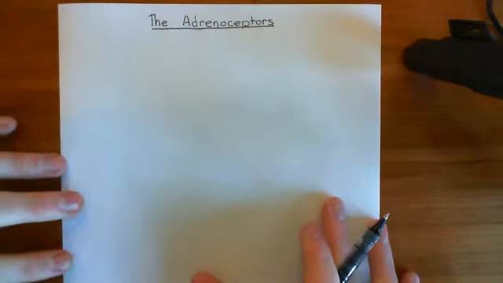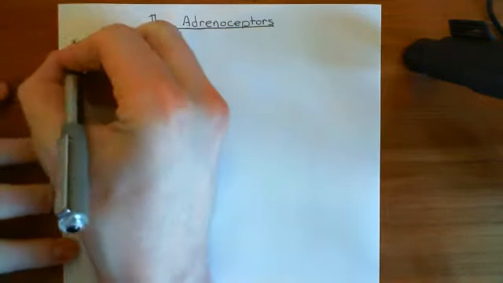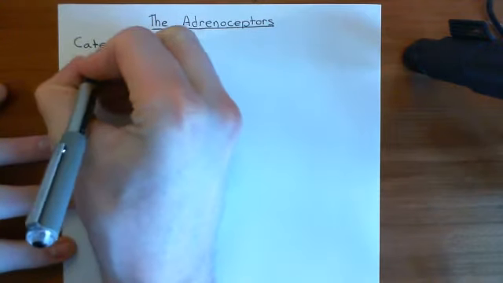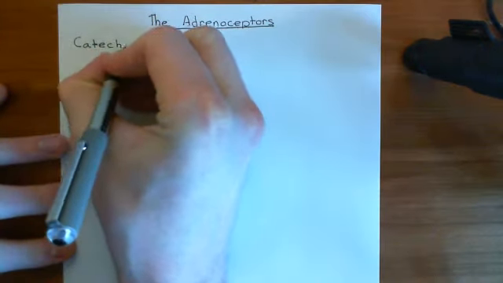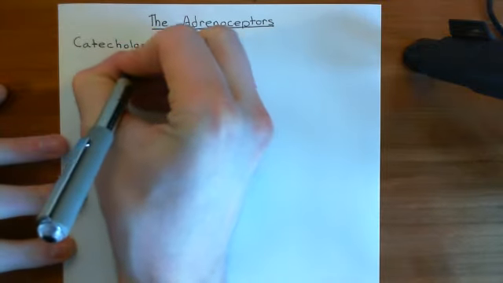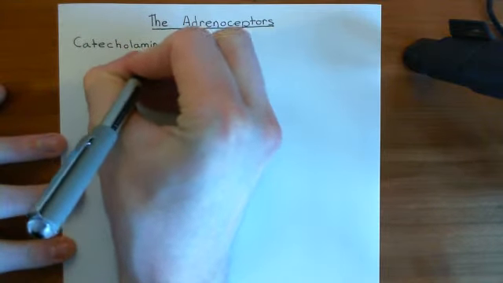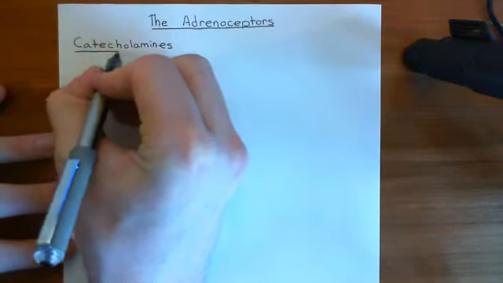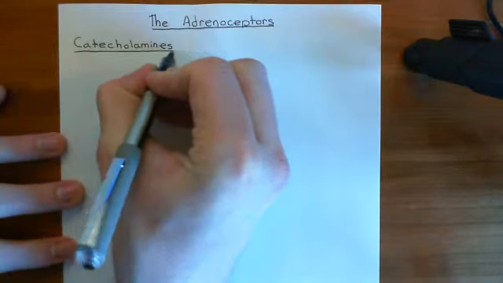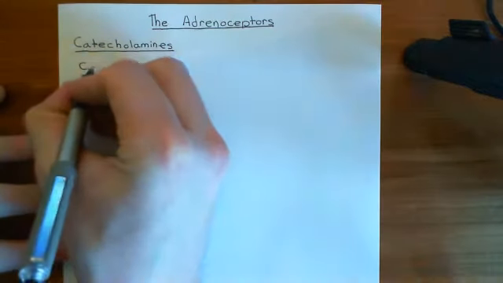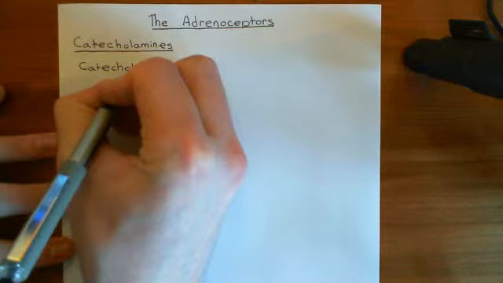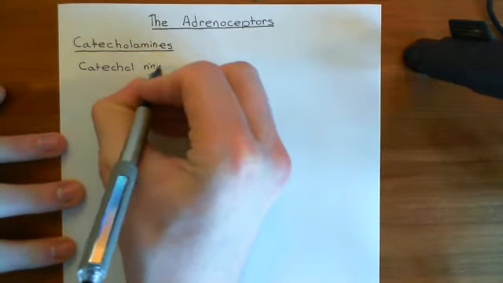So let's talk now about the structures of noradrenaline and adrenaline. Both noradrenaline and adrenaline are called catecholamines, and I want to explain what we mean when we say catecholamines. Basically, catecholamines are all based on a structure called a catechol ring. So we'll start off with the structure of a catechol ring.